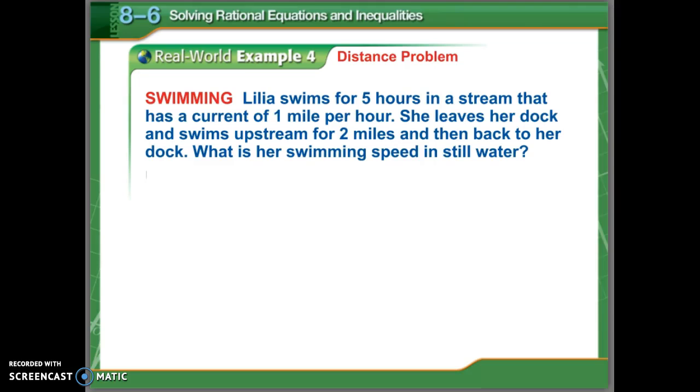Okay, we're picking up with Unit 2, Lesson 13, and we're starting with Example 4. So we have a word problem here. It's about distance and swimming. It says Lilia swims for 5 hours in a stream that has a current of 1 mile per hour. She leaves her dock and swims upstream for 2 miles and then back to her dock. What is her swimming speed in still water?